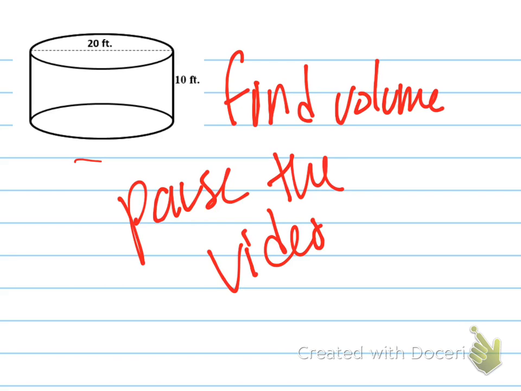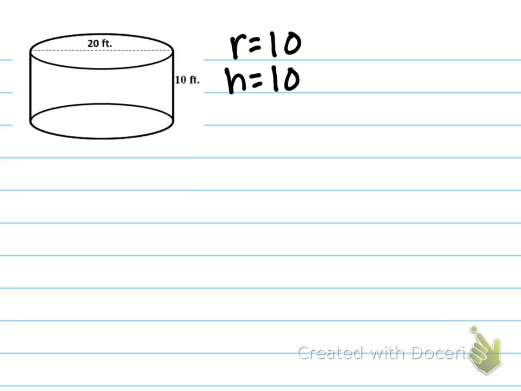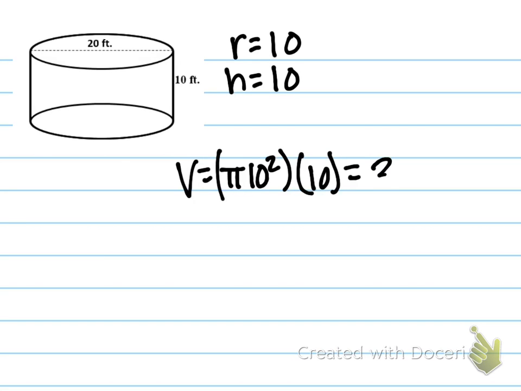Okay, so hopefully you paused the video. For the volume, you should have gotten, let's see. Well, first, for your radius, you should have gotten 10. For your height, 10, right? And for the volume, you should have gotten pi 10 squared. That was your area of the base times your height. All that, you should have gotten 3,141.59.